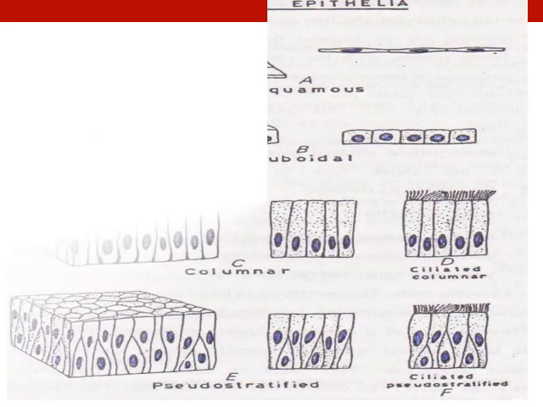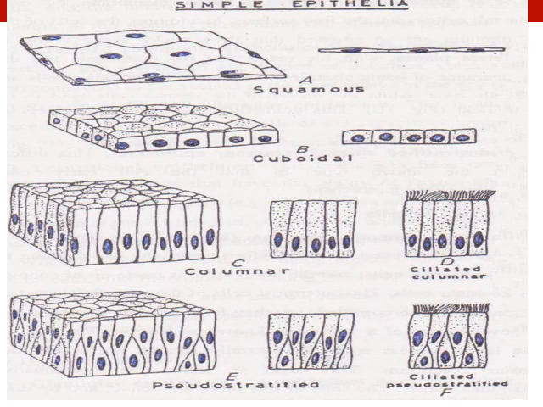This picture shows the different types of simple epithelial tissue. At the top, we can see the simple squamous epithelial tissue and the simple cuboidal epithelial tissue, which is composed of cube cells with rounded nucleus situated in the center of the cell, and columnar epithelial tissue, which is composed of tall cells with elongated nucleus near to the base of the cell.